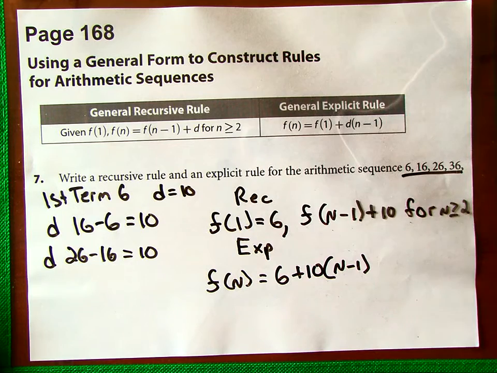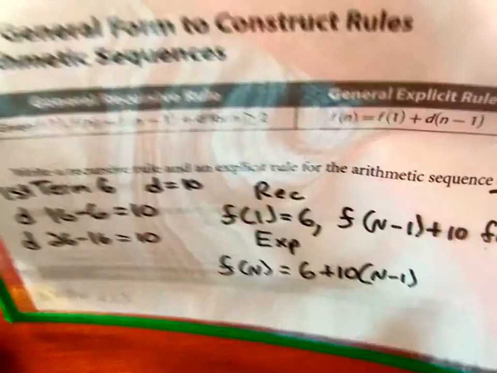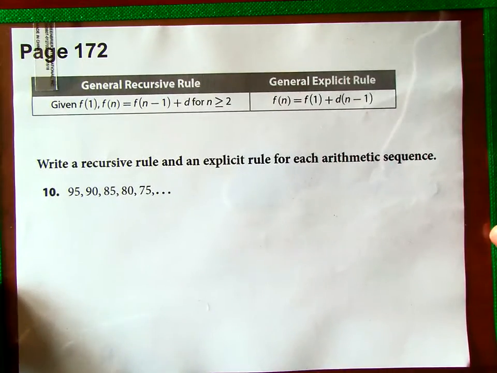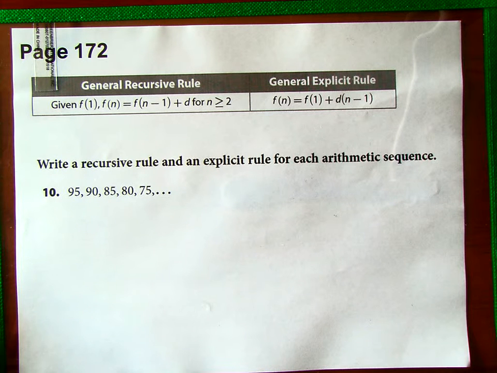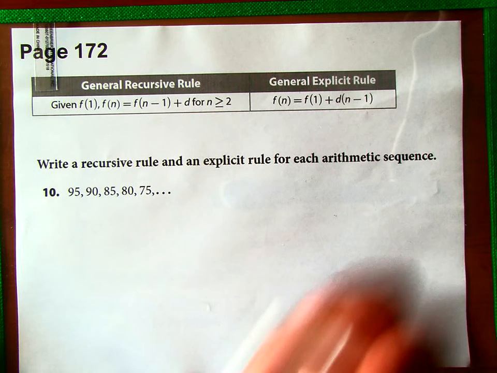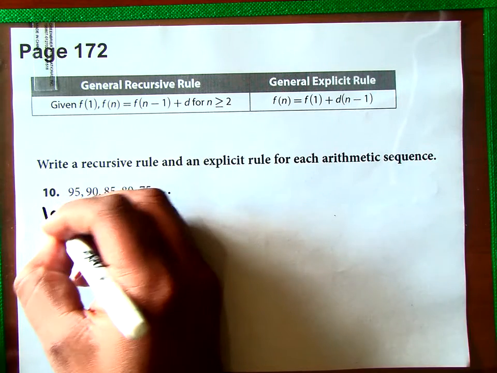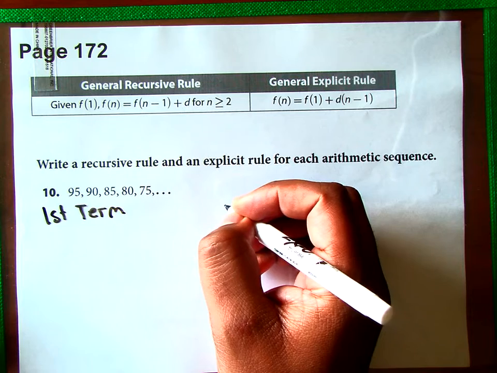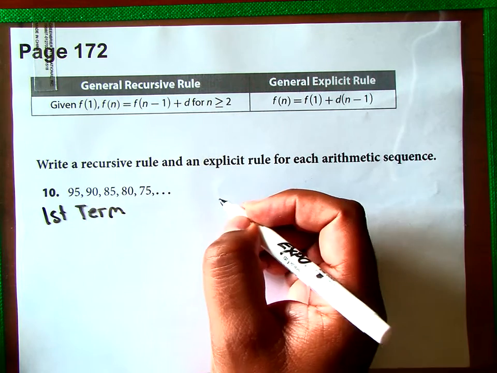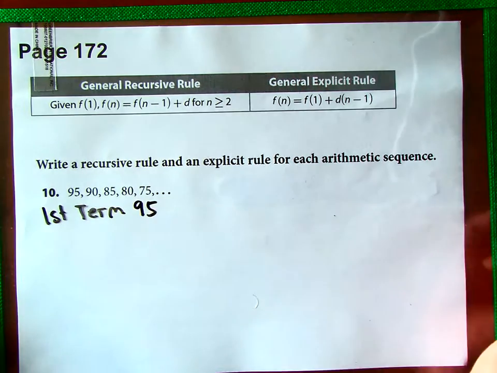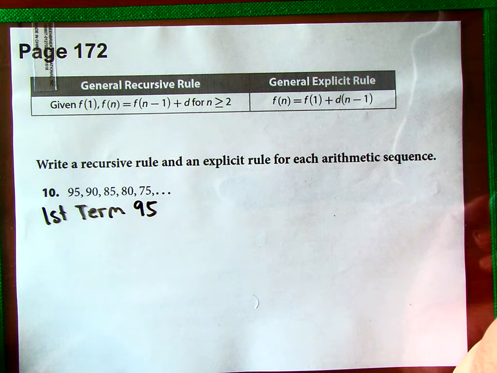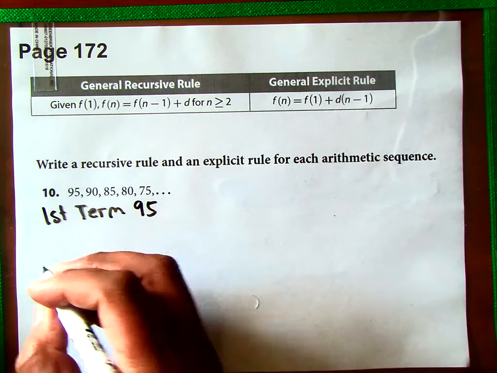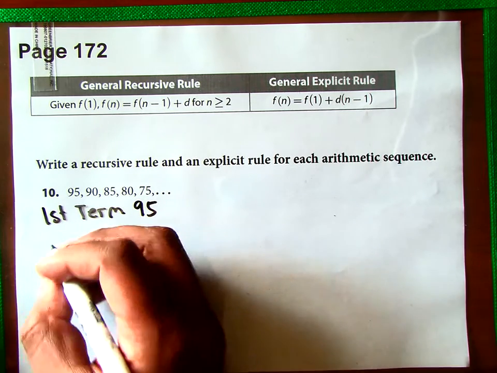Okay, I'm going to go ahead and do another example. Okay, so everything's exactly the same here. We're going to first find the first term. And the first term is 95. And then I'm going to find the common difference. You can just about see it here, but I'm going to go ahead and write it out.